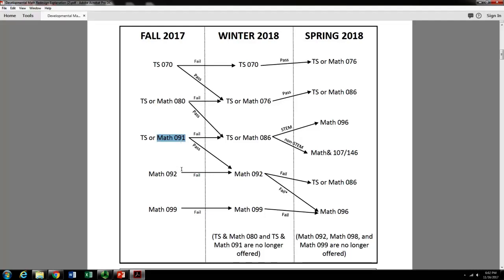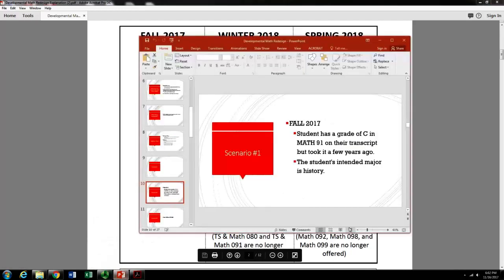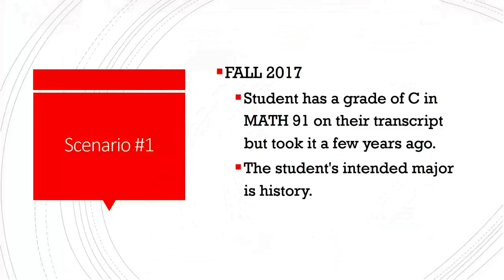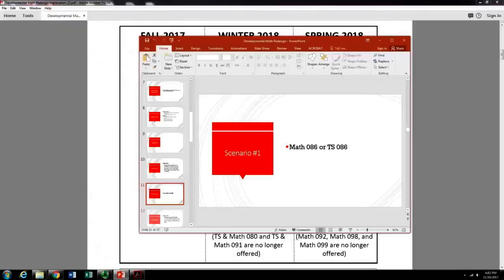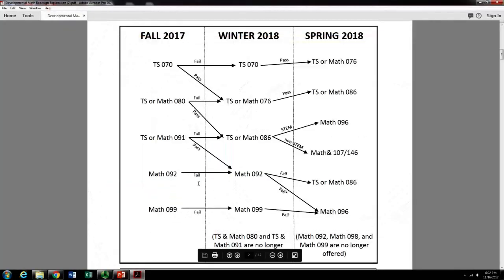So what do we think? I'll give you some time to think about it. Or you can pause it if you're not sure. Okay, I'm going to move forward to the answer. So Math 86 or TS 86. But now you might be saying, hey Nina, if you look at that flyer, it says if they pass 91, that really they should go into Math 92 because we're offering it still winter of 2008.